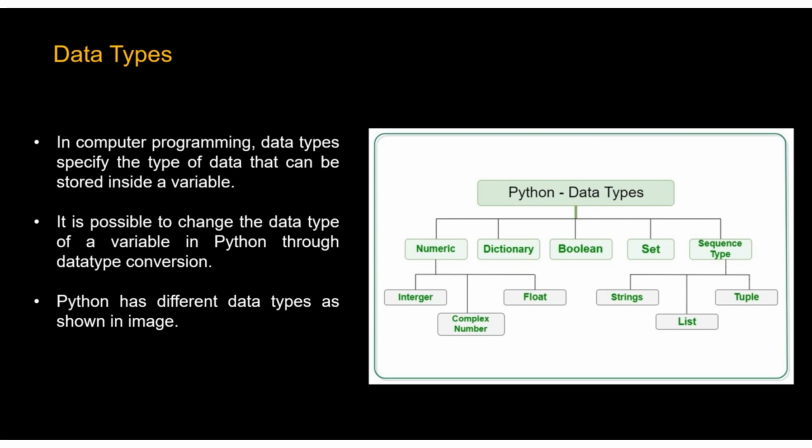The Python interpreter will automatically interpret the variable as a specific data type after we assign a value to that variable. We have mainly numeric data types, dictionary data type, boolean data type, set data type and sequential types. Again, numeric data types are classified as integer, float, complex numbers. And sequential data types are classified as strings, list, tuple.